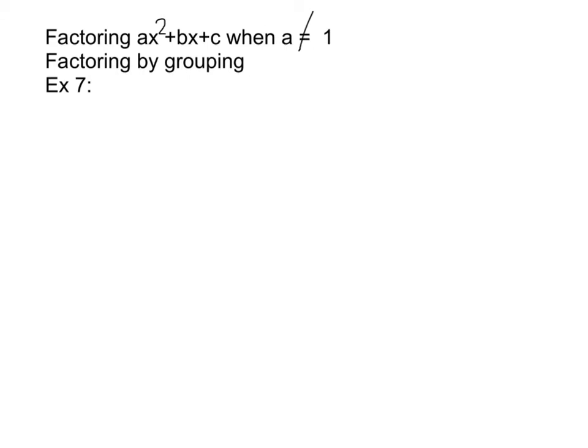Now let's look at factoring something from standard form when a isn't 1 or negative 1. When that happens, we are going to factor by grouping. So let me show you our first example. It's 4x squared plus 7x plus 3. Again, if you notice, a is not 1 or negative 1, so we have to do something different first. We have to take what a is, and we have to multiply it by c.